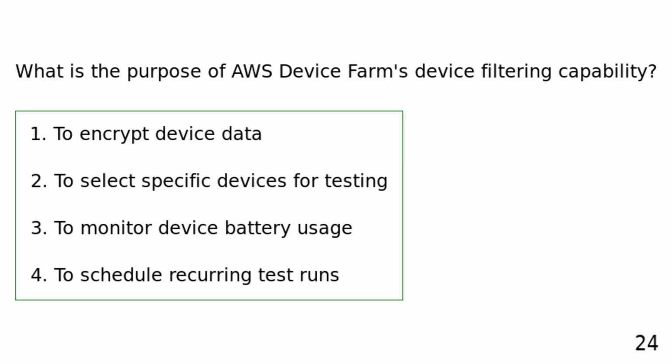What is the purpose of AWS Device Farm's device filtering capability? To encrypt device data. To select specific devices for testing. To monitor device battery usage. To schedule recurring test runs.